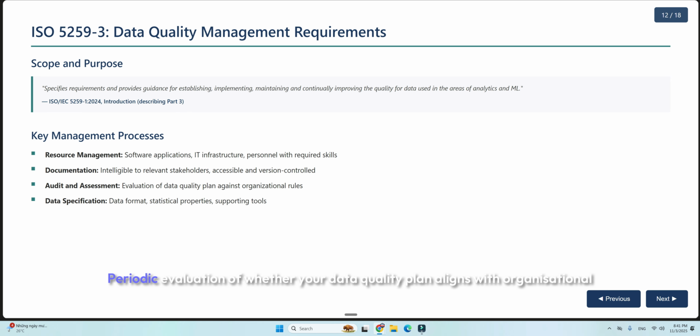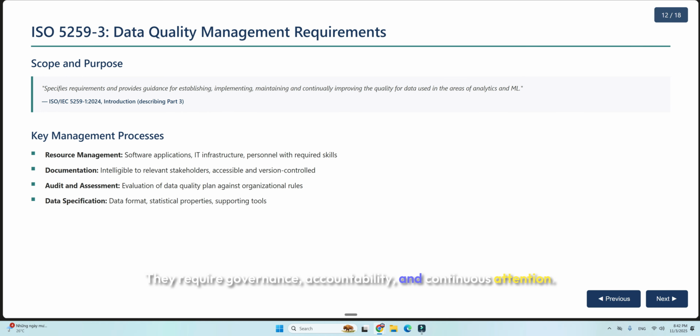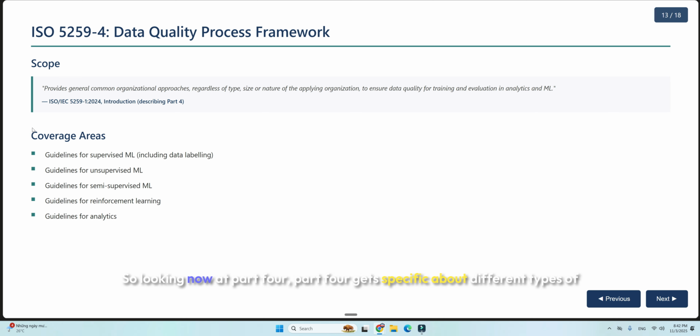Audit and assessment. Periodic evaluation of whether your data quality plan aligns with organizational rules and actually achieves its objectives. Data specification. Explicit documentation of data format requirements, statistical properties, and the tools needed to work with the data. So these are organizational processes. They require governance, accountability, and continuous attention. So looking now at part 4.